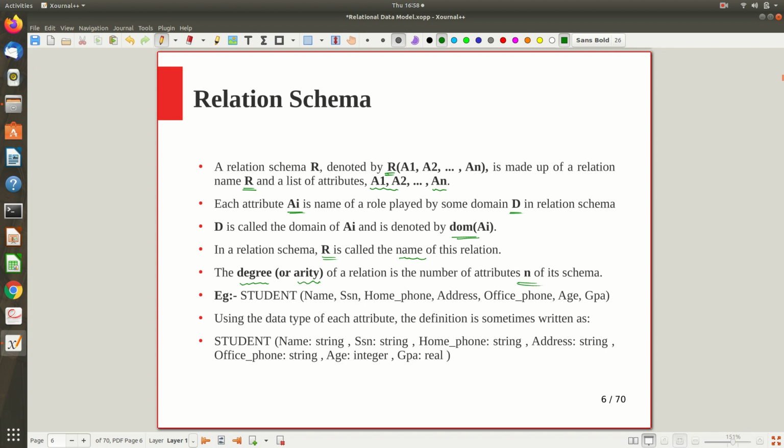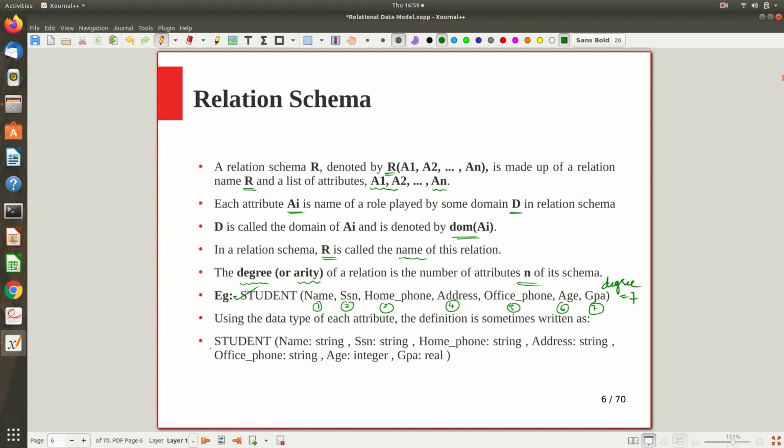For example, if you have this student relation, these are all the attributes: name of the student, social security number, home phone number of that particular student, address information, office phone number, age, and GPA. So there are 7 attributes here, right? So you can think of it as a relation with degree 7. So I can say that here the degree of this particular student relation is 7.